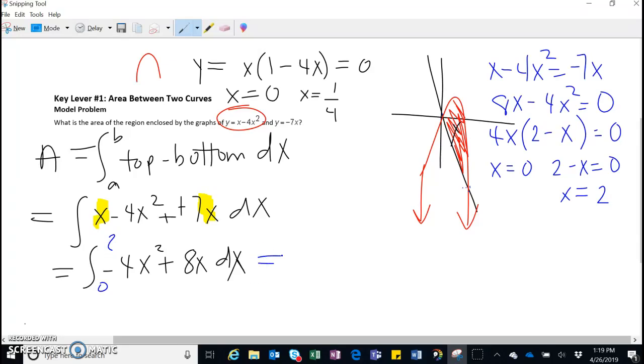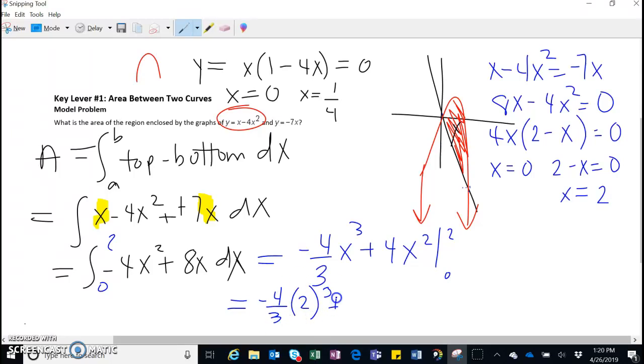So let me integrate. A negative 4x squared had to have come from a negative 4/3 x cubed, and that 8x had to have come from 4x squared when I do my antiderivatives. So thankfully, I'm really only going to have to worry about the upper bound because the lower bound is going to result in a 0. So that's negative 4/3 of 2 cubed plus 4 times 2 squared. I'll do some math. That's negative 32/3 plus 16. Specifically, that's 16 over 1.